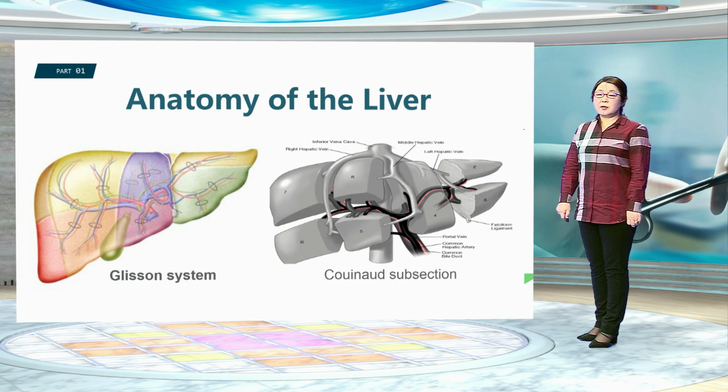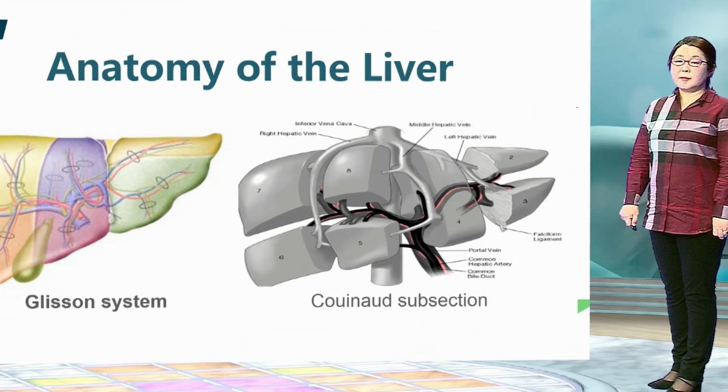A French surgeon and anatomist Couinaud did a great contribution to the understanding of liver anatomy. He gave a cornered subsection method of the liver. Altogether, liver are divided into 8 segments. This subsection is very useful when we perform liver surgery these days.